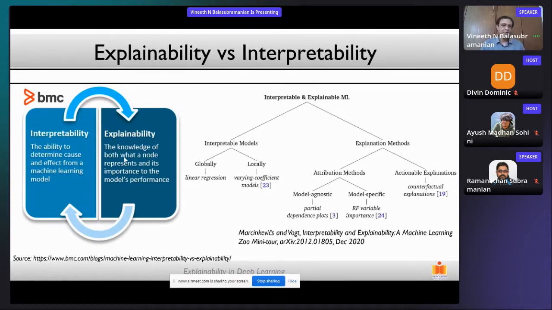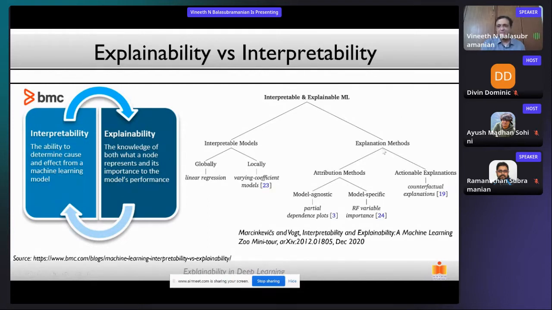A model has been trained and is being deployed. You want to know how it worked. Can the model explain itself as to how it arrived at its decision? That's what we mean by explanations. On the other hand, if you look at decision trees or linear regression, we would call them interpretable models because we are directly defining or extracting some cause and effect relationships between input and output in these kinds of models. So linear regression would be a global interpretable model. You could have a local interpretable model where you could have varying coefficients for different segments of data.